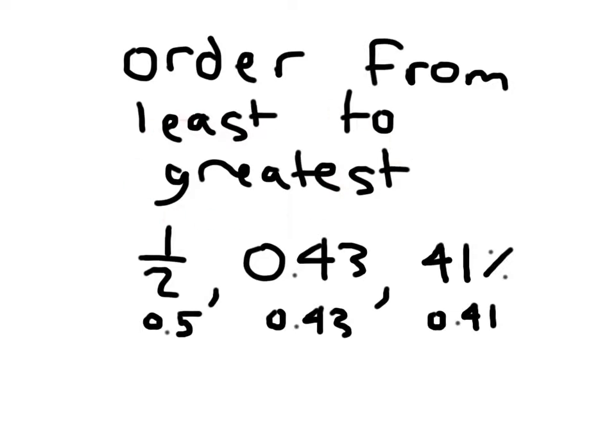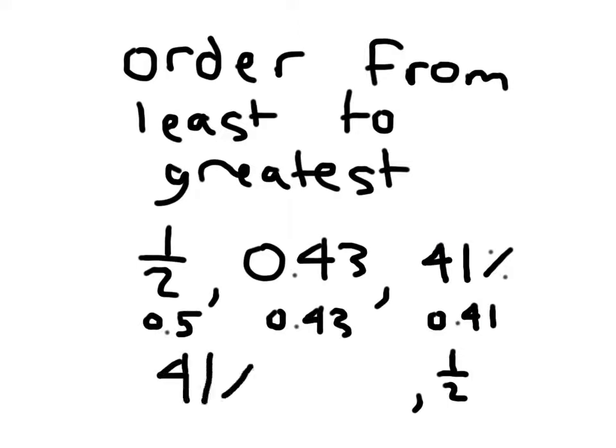It says least to greatest. 0, 0, 0 in the ones place. Tenths place 5, 4, 4. So the 5 is the biggest. Again, I have to rewrite this as a fraction because it was originally given to me as a fraction. Now when I'm comparing 0.43 and 0.41, the tenths place was the same at 4 and 4. Hundredths place is 3, 1. So 1 is smaller, meaning 0.41 or 41% is the smallest.